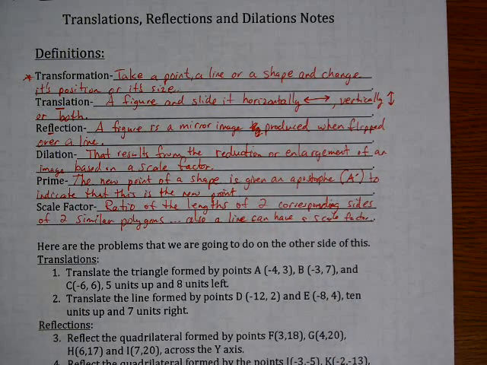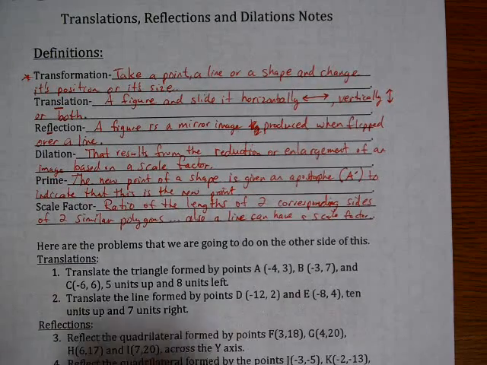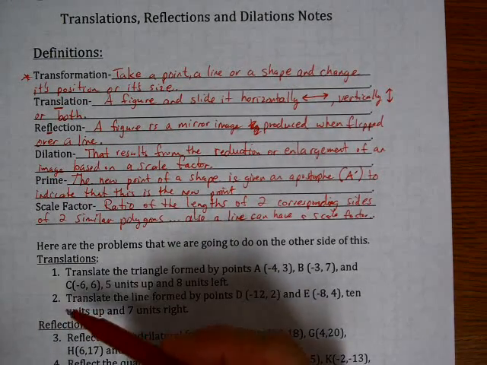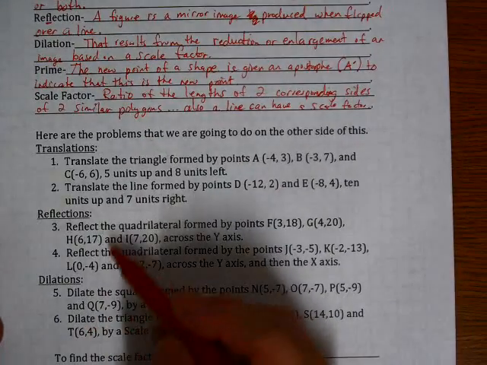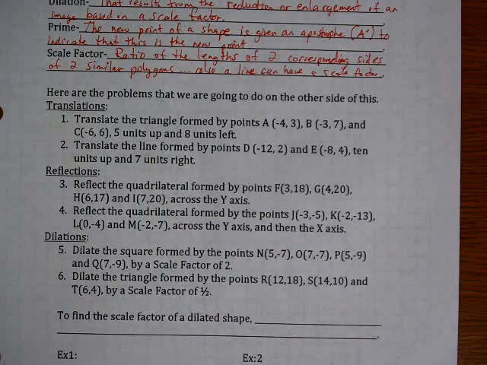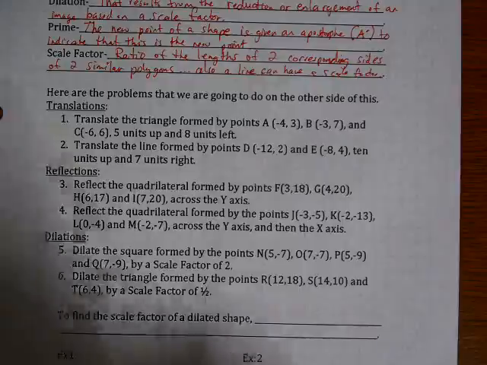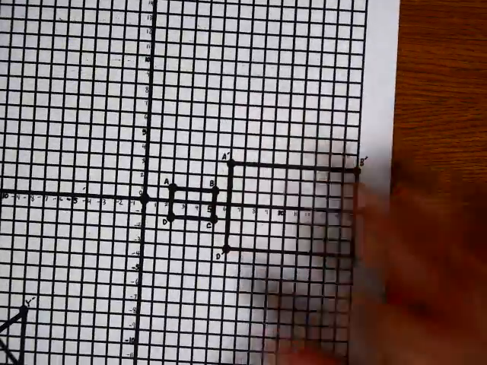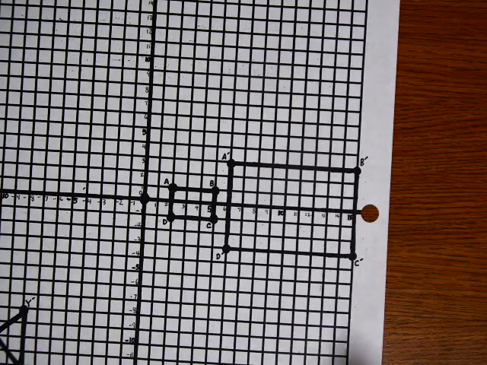Okay, so now on the back, we're actually going to do some of these. We're going to do 2 translations, we're going to do 2 reflections, and we're going to do 2 dilations, and then we're going to find some scale factors. So let's do the translations first. So turn your paper over, and you don't have to keep going back and forth to write down the points. I'll tell you what they are.